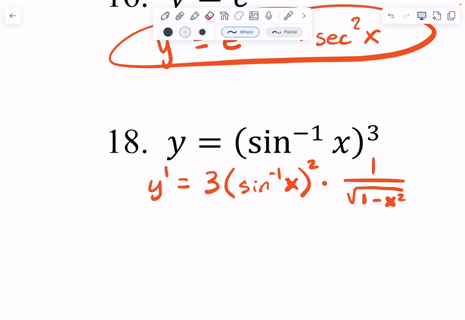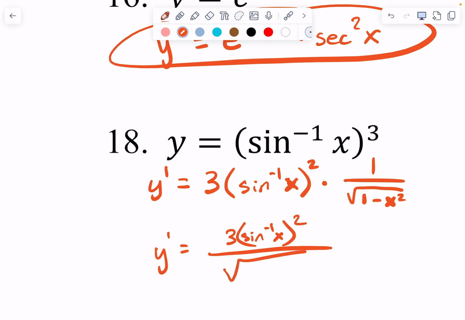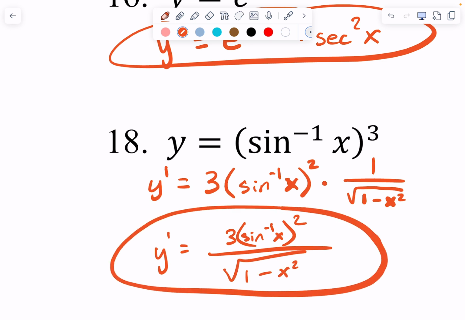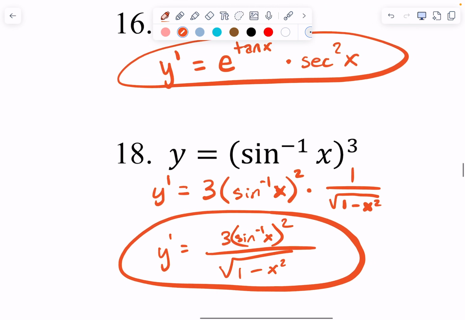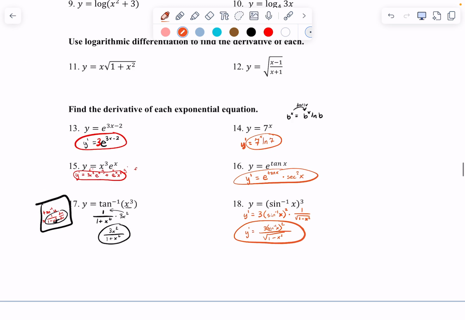Oh, we could. Y prime equals 3 inverse sine of x, whatever, to the second power over that one. That looks a little fancier. Does that look fancier? Okay. Good. Okay, we will stop there.